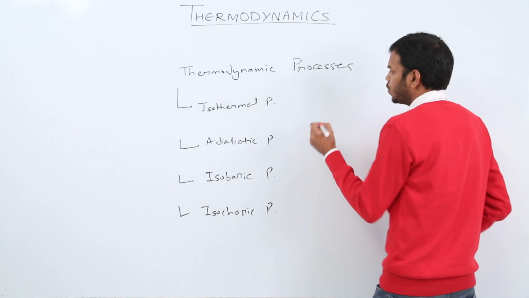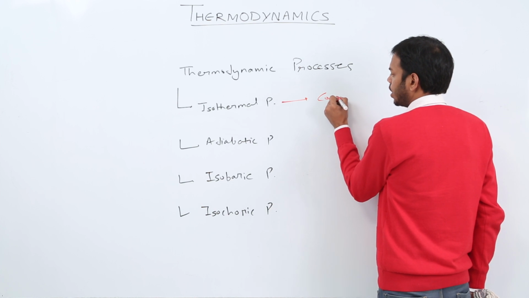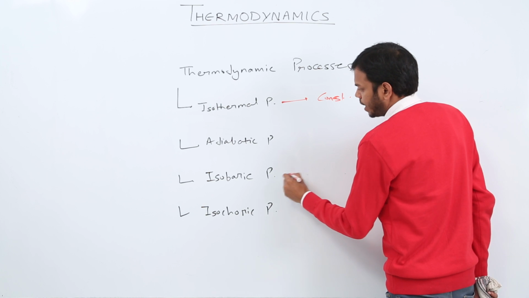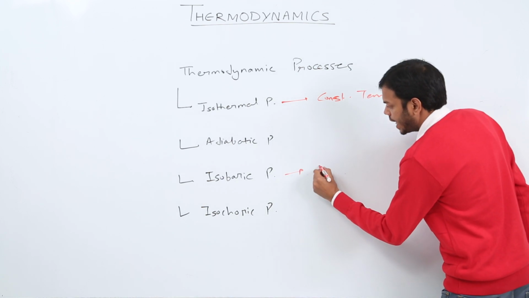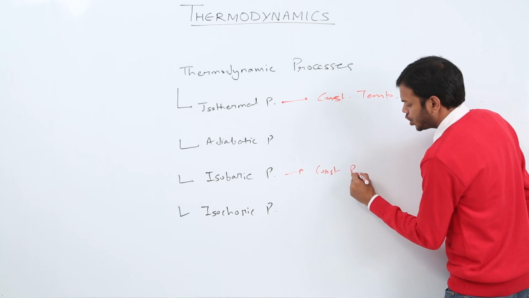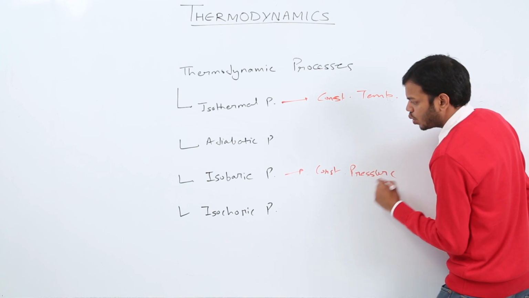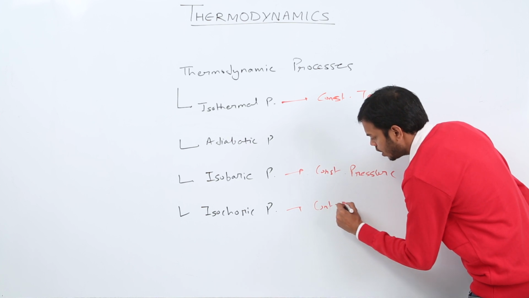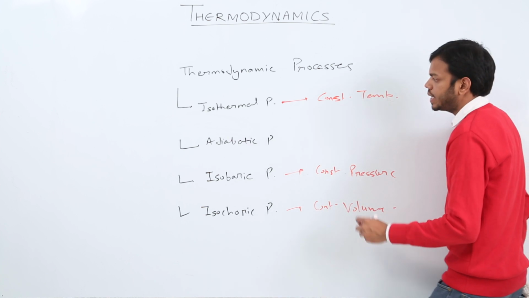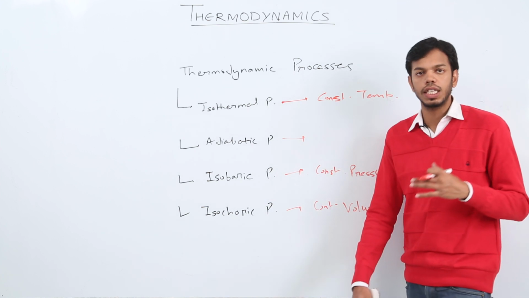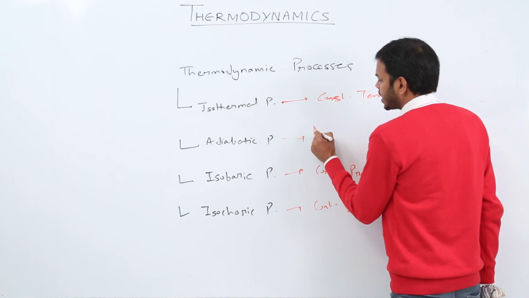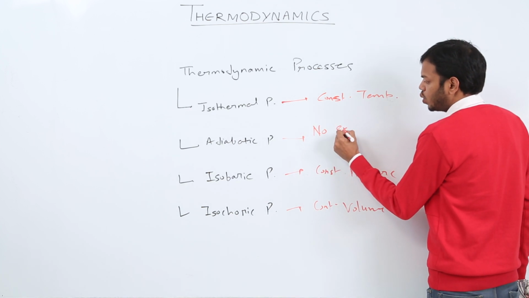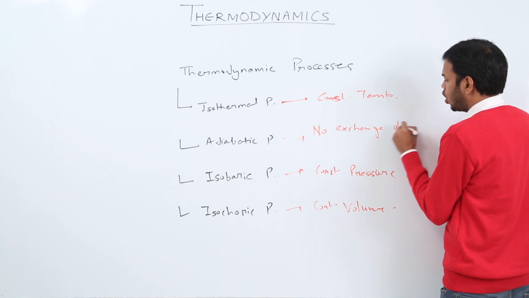An isothermal process is a process which takes place at constant temperature. An isobaric process is that process which takes place at constant pressure. Then an isochoric process is that process which takes place at constant volume. Whereas an adiabatic process is a process in which everything changes, but there is no exchange of heat from the system to the surroundings. So there is no exchange of heat.